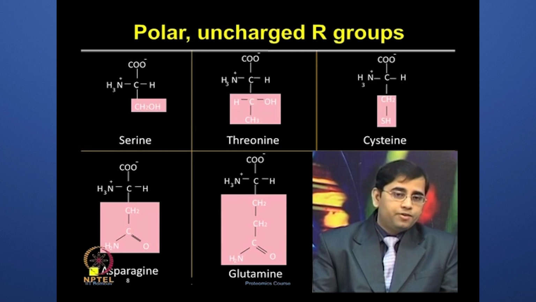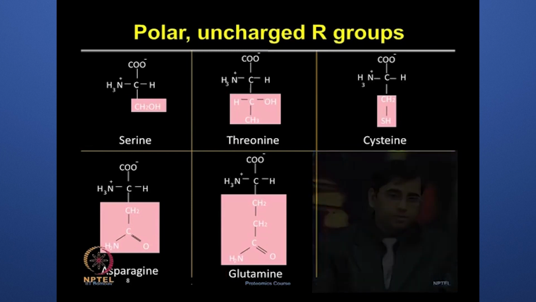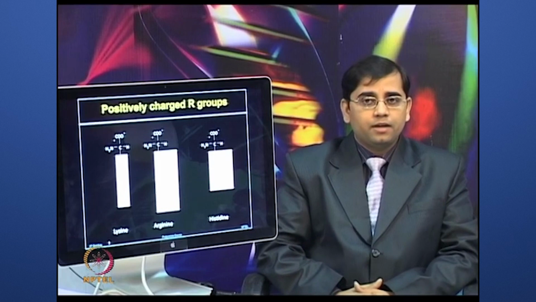Let us talk about asparagine, which is shown in the left side lower panel. It contains a carboxamide side chain as a functional group. Glutamine, the side chain is called the amide of glutamic acid, which is formed by replacing the side chain hydroxyl group of glutamic acid with an amino functional group. Next category is positively charged R groups.